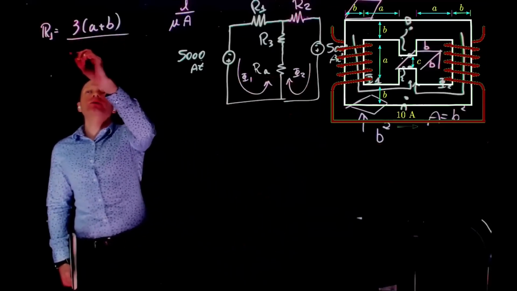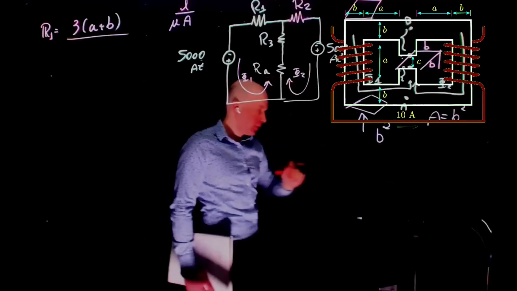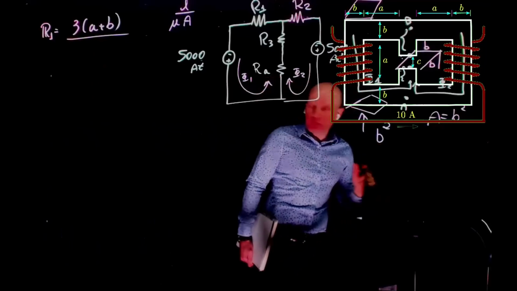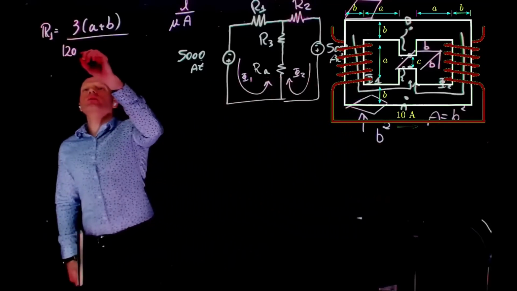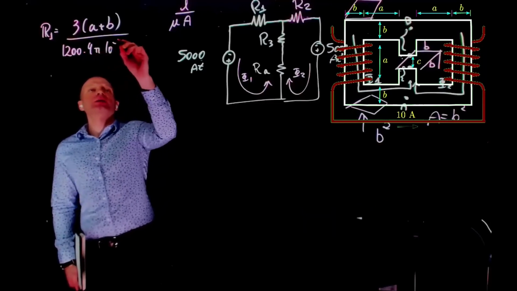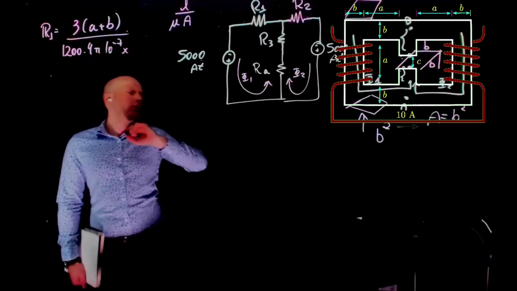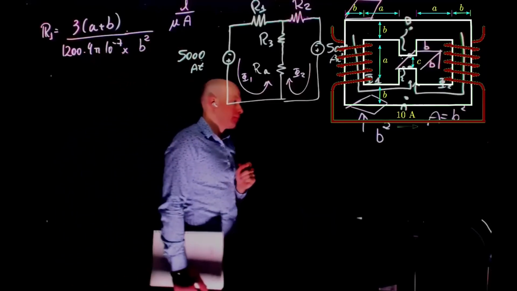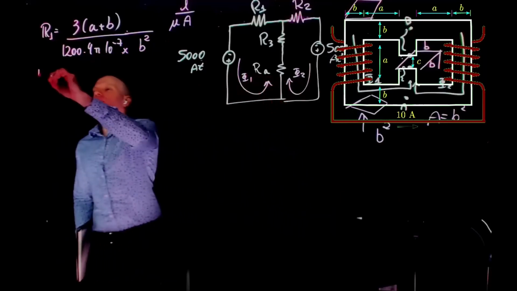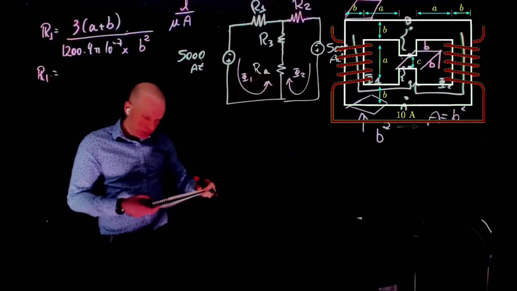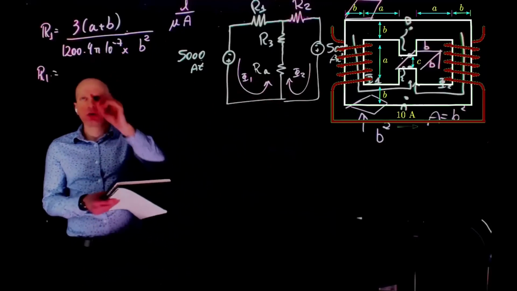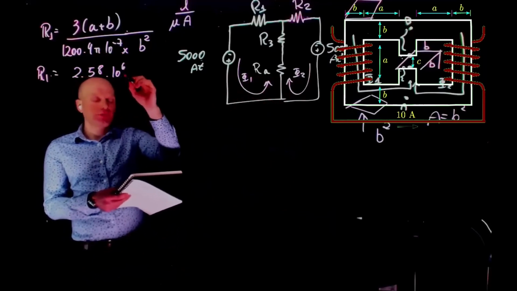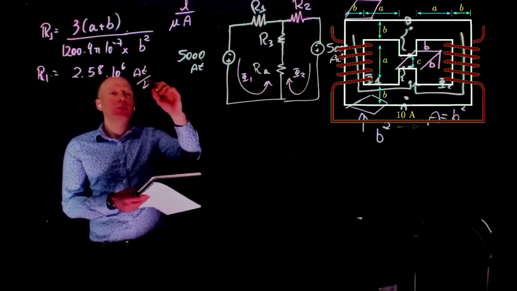Divided by mu, which is, what is the relative permeability here? It is 1200, times 4 pi 10 to the power of -7 and times the cross-sectional area, which is B squared. And this gives the reluctance of R1 as 2.58 times 10 to the power of 6 amp turn per Weber.